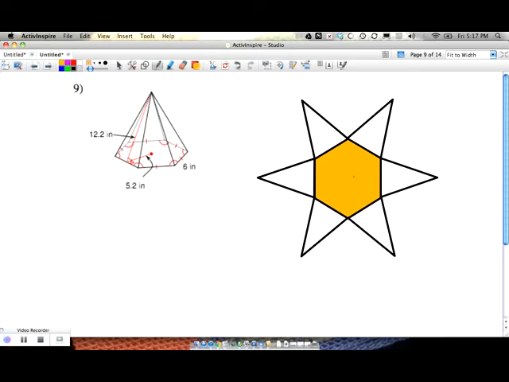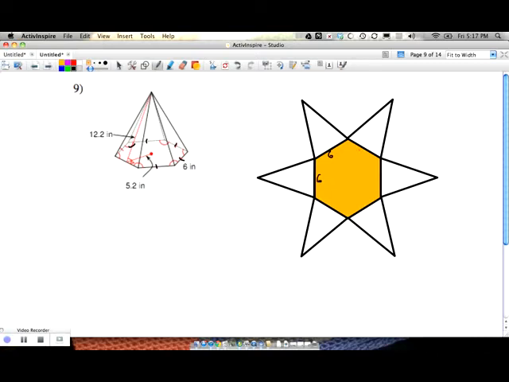Alright, so we got this bottom base. What do we call that? It's got 6 sides. It's a hexagon. Not an octagon, but a hexagon. And it's regular. Notice that all these marks tell us that it's regular. All these angles are regular. That means it's well symmetrical and it's well balanced. It's easy to figure out the area of a symmetrical regular polygon.